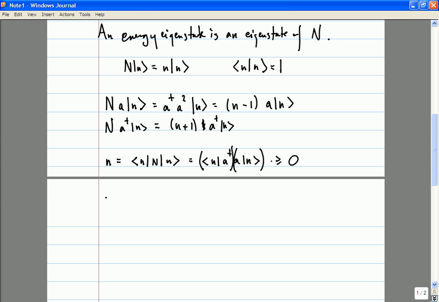So what that means is that the allowed states are precisely given by non-negative integers. And the state with little n equal to 0 is going to be defined by the condition that it is annihilated by the lowering operator.